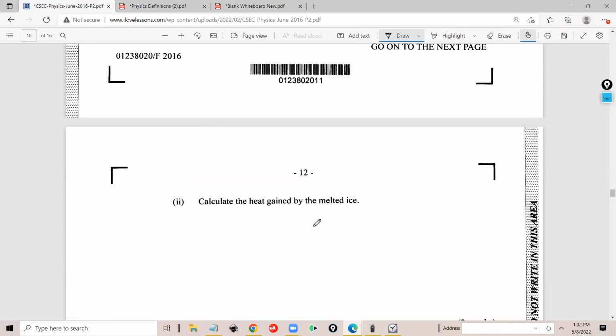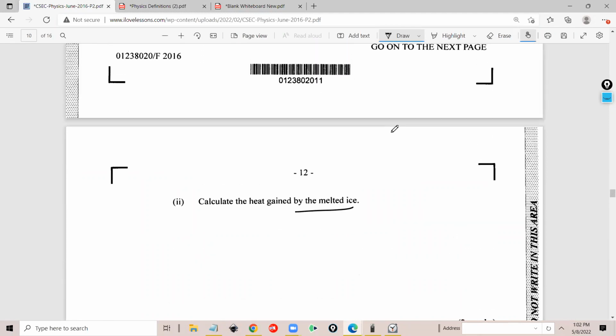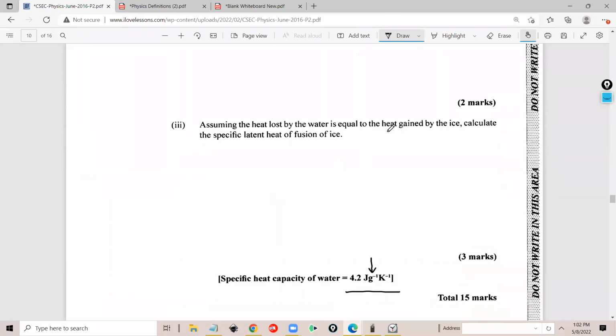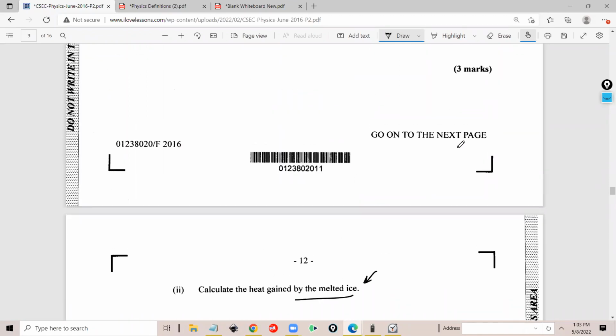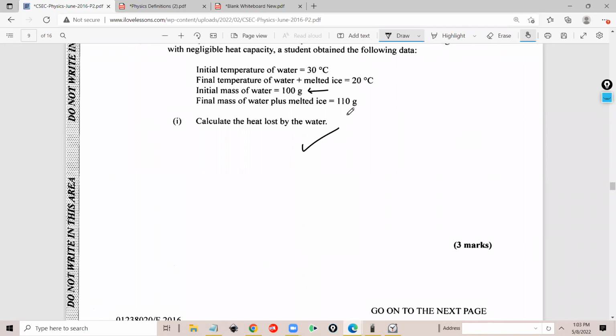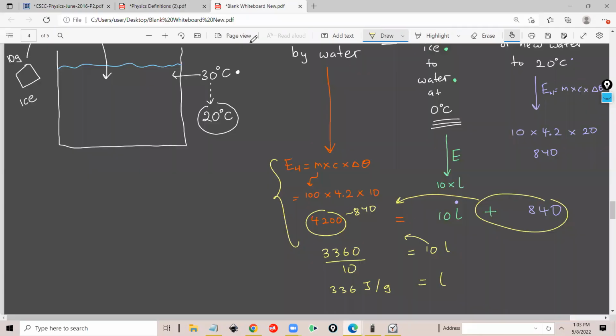And the other one, calculate the heat gained by the melted ice. There's no real calculation here, right? The heat gained by the ice was equal to the heat lost by the water. Remember, heat loss is equal to what? Heat gain. So all you had to do was just write back a sentence. The heat lost by the water is equal to what? The heat gained by the ice. And the answer would have been what? 4200 joules again, the same value over here.